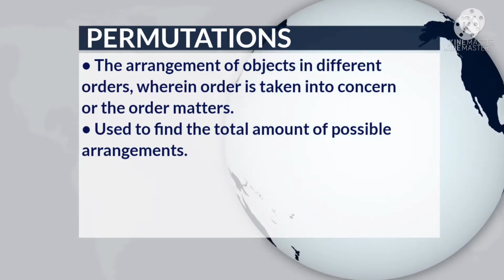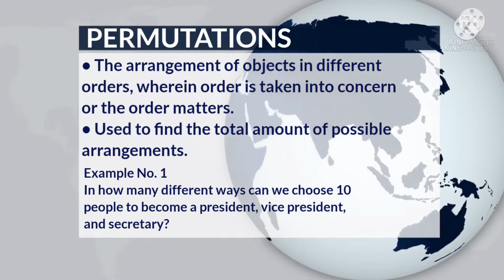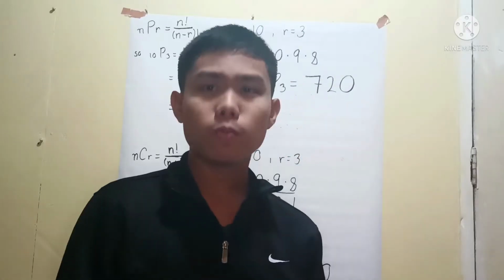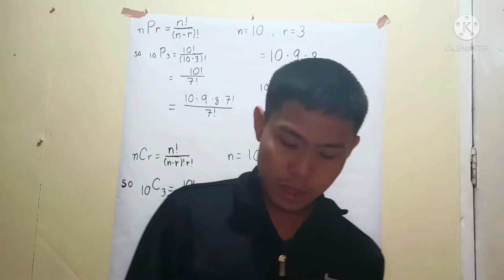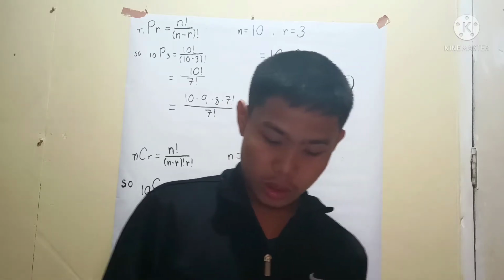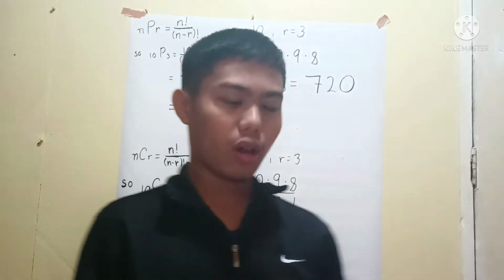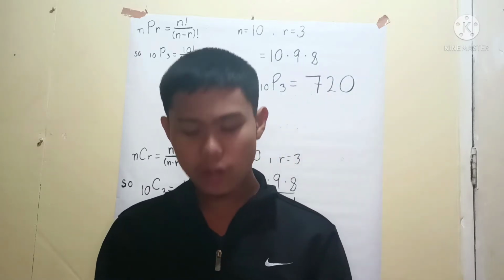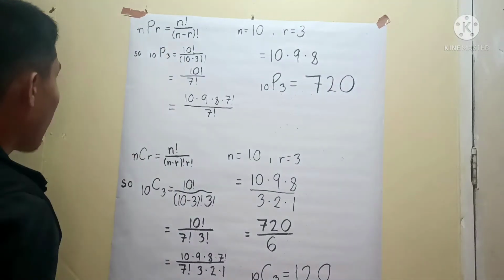And now, on to the first question. In how many different ways can we choose 10 people to become a president, vice president, and a secretary? Now, this problem is an example of a permutation problem. This is because the order is taken into concern and matters. Now, instead of listing out all of the possibilities, there's an easier way to find the total number of different possible ways or arrangements, and that is with the help of the permutation equation.